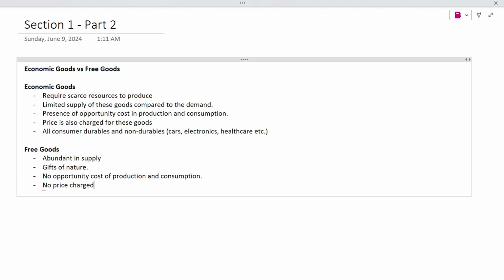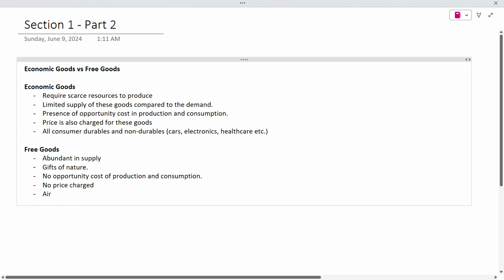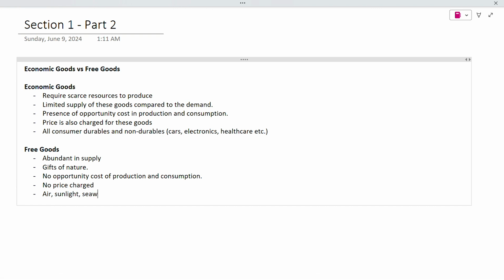Now moving forward, if we talk about the examples of free goods, they are air, sunlight, and seawater. So these are the basic examples of economic goods and free goods.